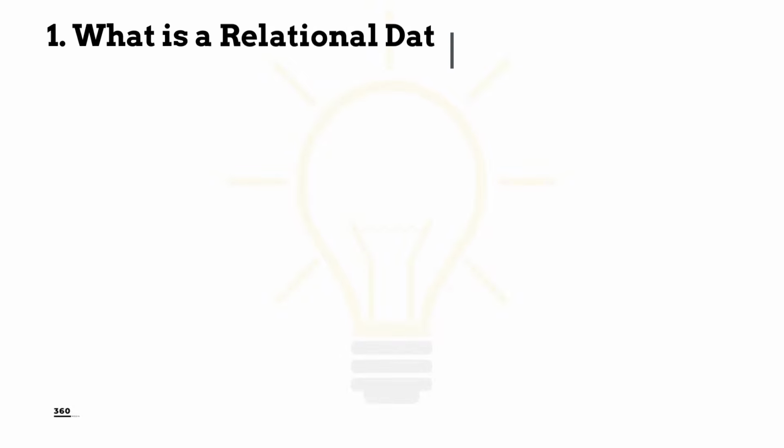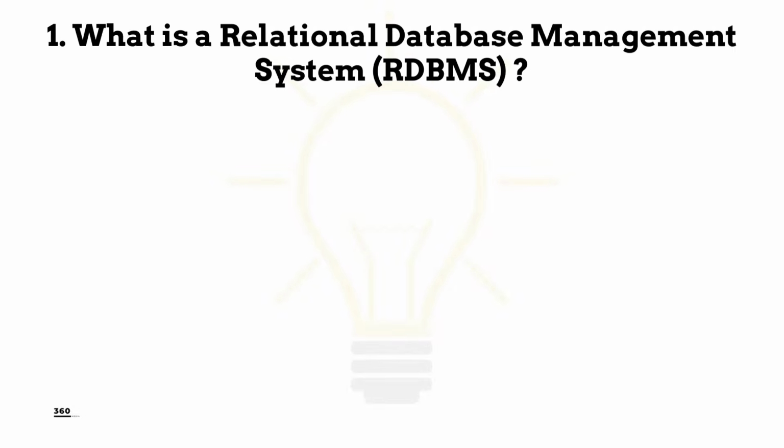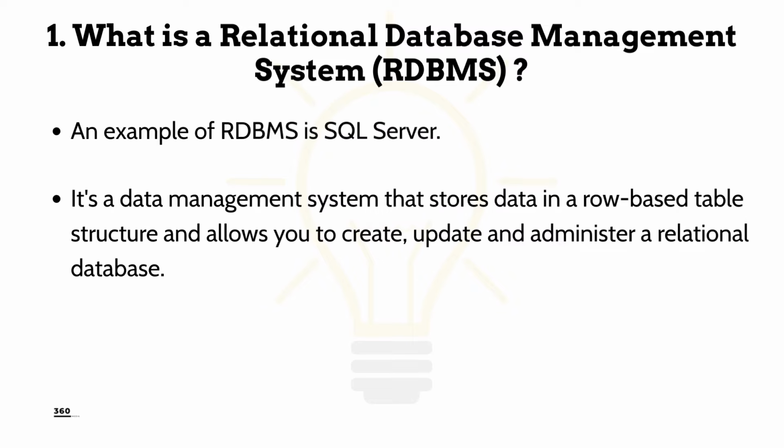Question 1. What is a Relational Database Management System, RDBMS? This is a type of data management system which stores data into a collection of tables, which are related by common fields between the tables. An RDBMS also allows you to create, update and administer a relational database. A good example is SQL Server.